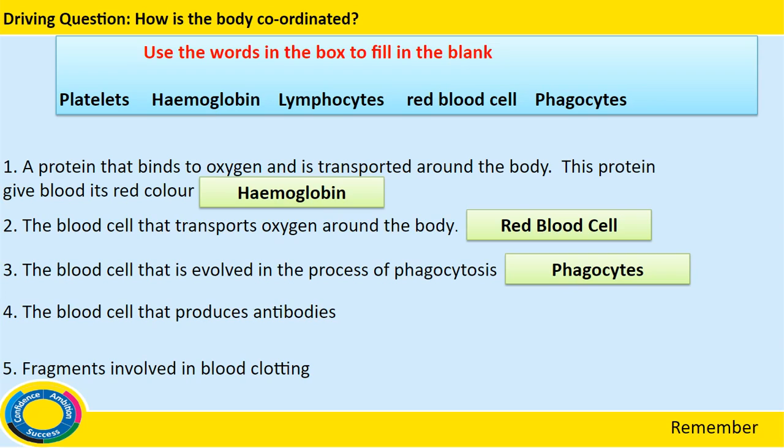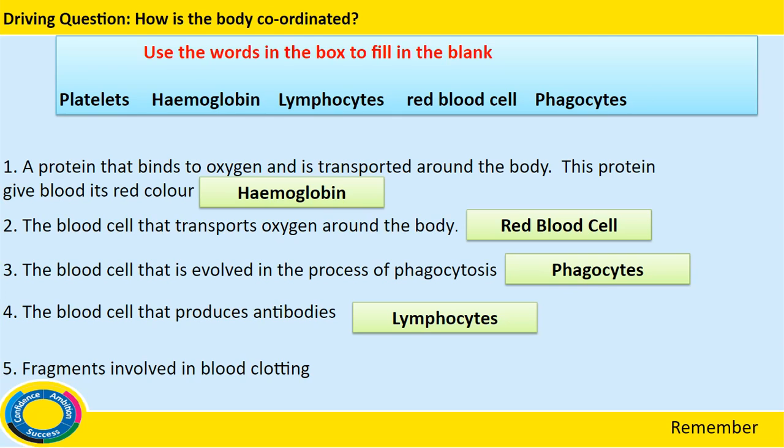Question number 4, the blood cell that produces antibodies, that will be lymphocytes. So lymphocytes have receptors on the outermost surface and they detect foreign substances or pathogens, and they produce antibodies, which are proteins. These antibodies have specific shape to that pathogen. It clumps the pathogen together and kill and destroy them.